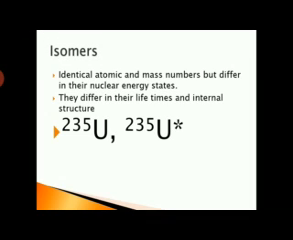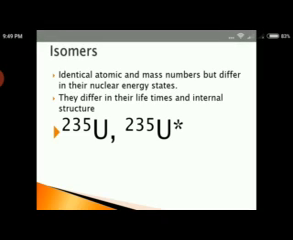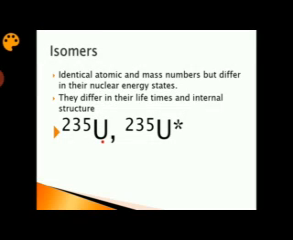Then another classification of nuclei are isomers. Isomers are identical in every aspect. Their number of protons is the same, their number of neutrons is the same, their mass numbers are the same, and their chemical symbols will be the same because their proton numbers are the same. But they differ in their energy. They will be at different nuclear energy states.